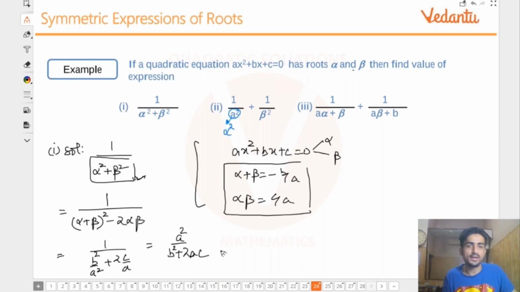Guys, take a minute and ask if you have any doubt, because the next two you have to do. Okay, Parth? Anybody having doubt in first part? Those who don't have doubt, start doing second and third part.